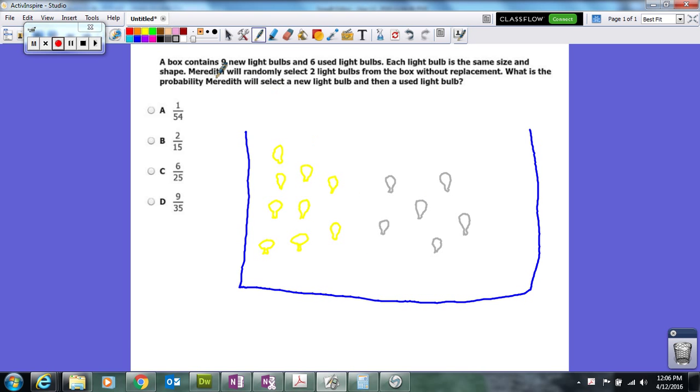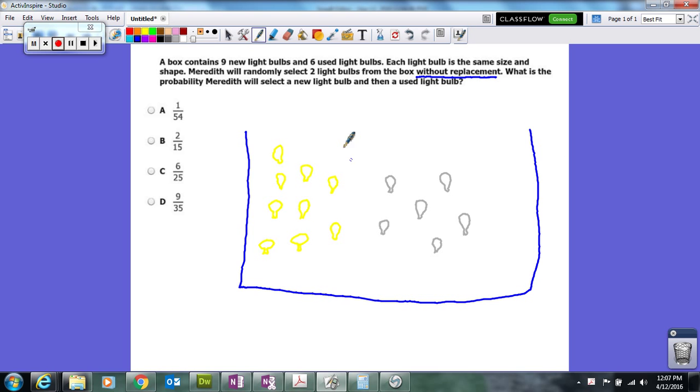So Meredith comes along, and she's randomly selecting 2 light bulbs from the box without replacement. That is very important. We recognize that. That's without replacement, meaning she will draw one bulb, and then she will draw a second bulb. And on the second draw, she won't have as many bulbs in there, right? Because she took one out on the first pull. So that's a key piece to this problem. And our job is to find the probability of Meredith selecting a new light bulb then a used light bulb.